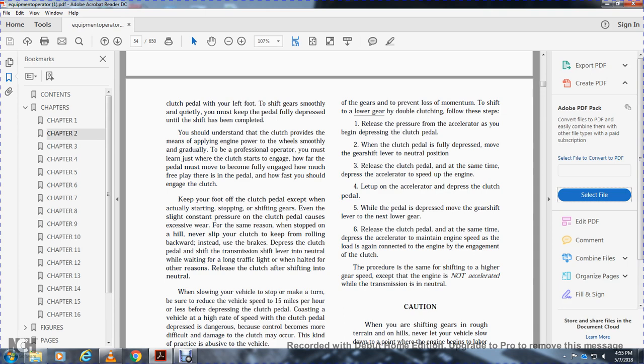Let up the accelerator, depress the clutch pedal, and while the accelerator is released, move the gear shift lever to the next lower gear. Release the clutch pedal and at the same time depress the accelerator, maintaining the engine speed with the lower gear, to continue with the engine engagement of the clutch.